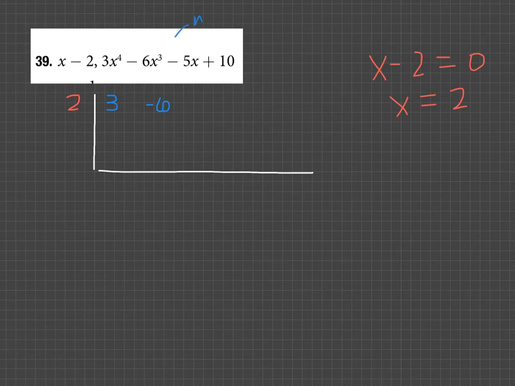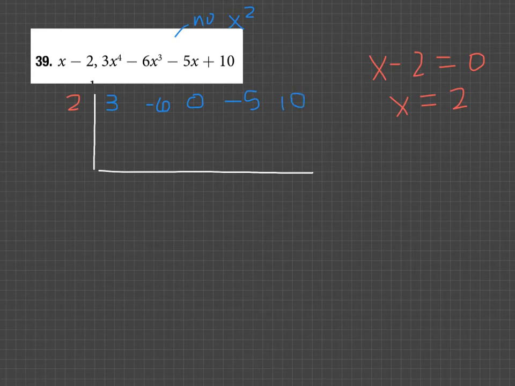So there's no x squared term. Well, when we write down the coefficients, we don't want to skip over any of the descending degrees. So because there's no x squared term, we're going to put in a placeholder of 0 for that x squared term, and then continue on with the -5 and the 10.